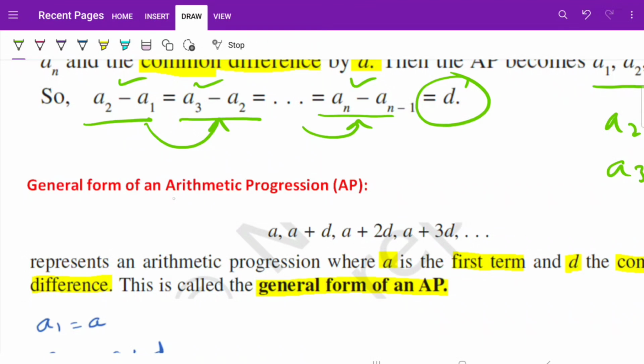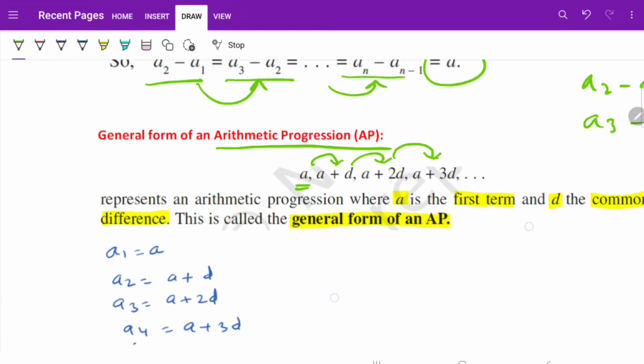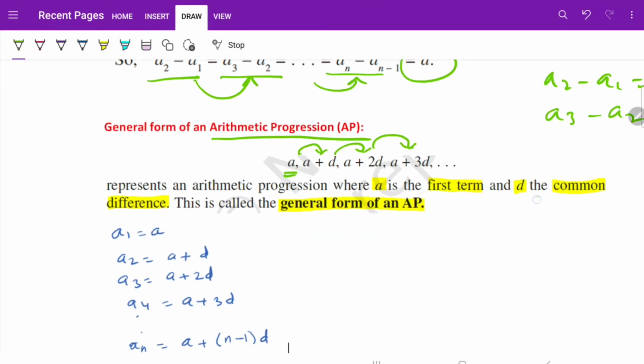The general form of an AP: the first term is A, A1 also we can say. A is the first term. How do we obtain the second term? A plus D, if you add the common difference. Third term? A plus 2D. Fourth term? A plus 3D and so on. So the first term is A, and the second term we obtain by adding the common difference D, then A plus 2D, A plus 3D and so on. This is the general form of an arithmetic progression, where D is known as the common difference between the second term and the first term, or the third term and the second term, and so on.